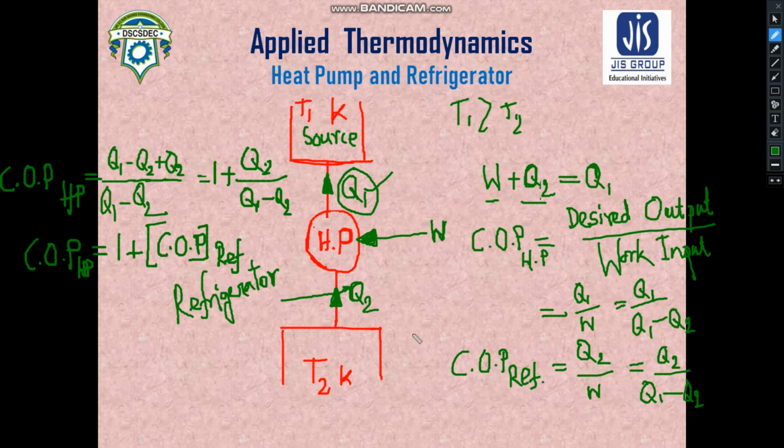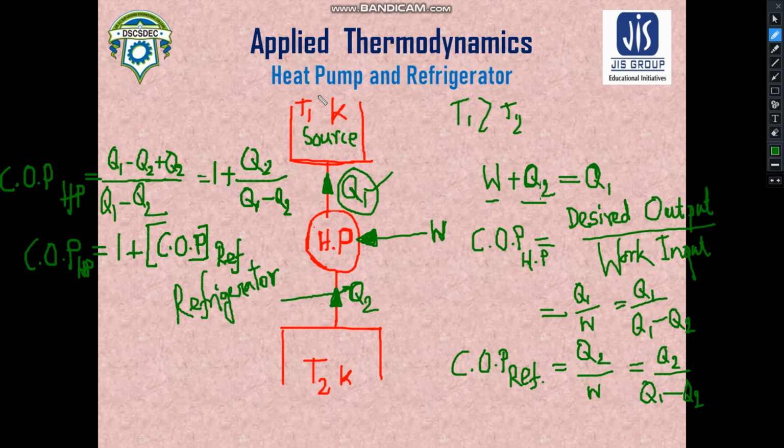In case of heat pumps, we are concerned about the high temperature heat, whereas in case of refrigerators, we are concerned about the low temperature heat. Okay, I hope you have understood the concept of heat pump and refrigerators. So the basic fundamentals from where we started this discussion was that it is operating exactly with the opposite of heat engine, right?